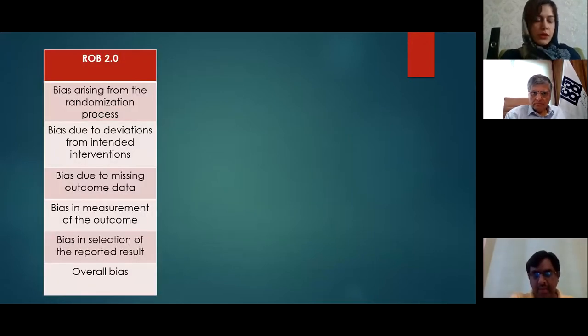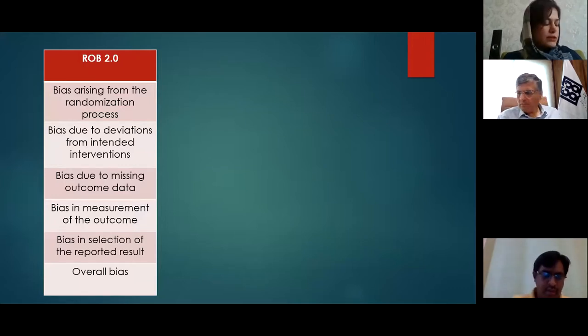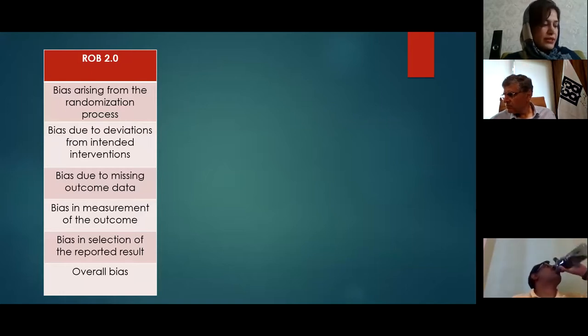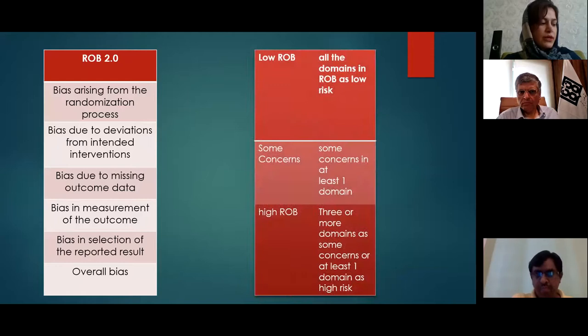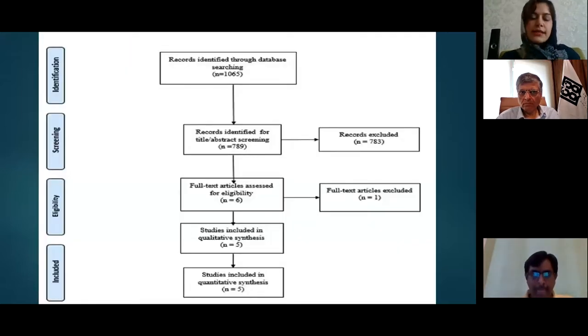Okay, I should go on. This tool, the Cochrane risk of bias tool, comprises 5 domains. Finally, the overall bias is judged as low, some concerns, or high risk of bias. This is the PRISMA flow diagram. You can see the process of study selection. Preliminary study selection identified 1,065 articles. Finally, 5 studies were selected.